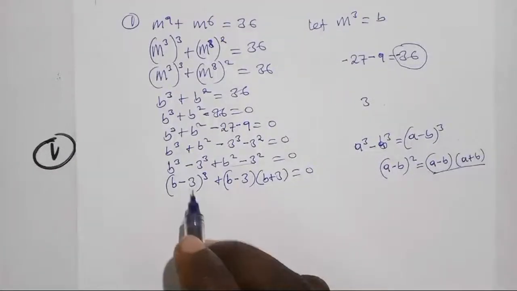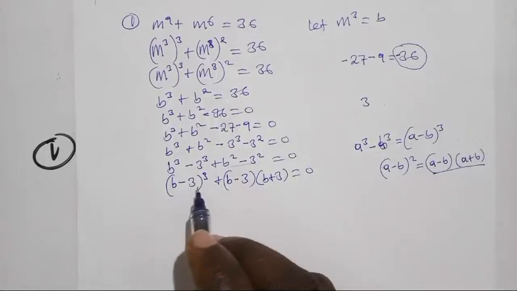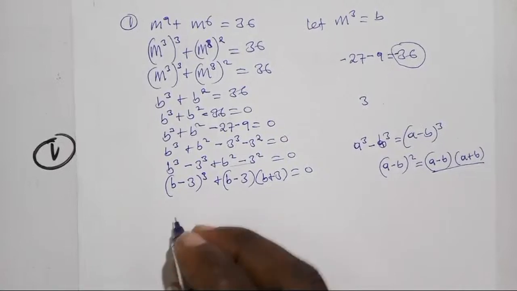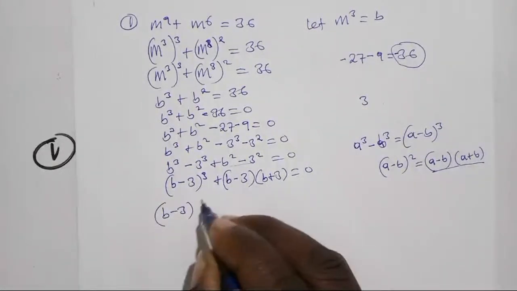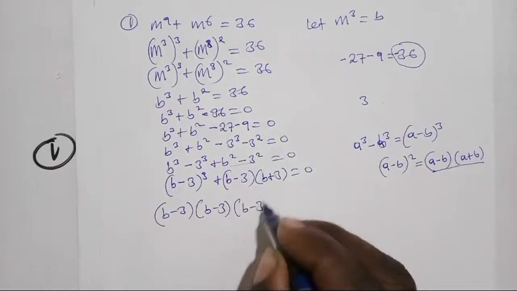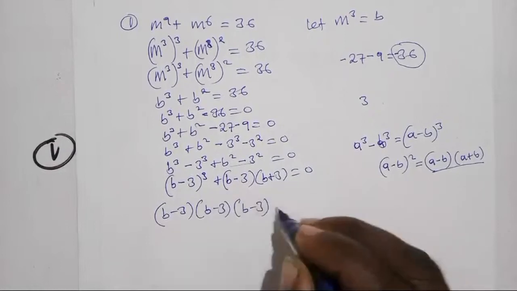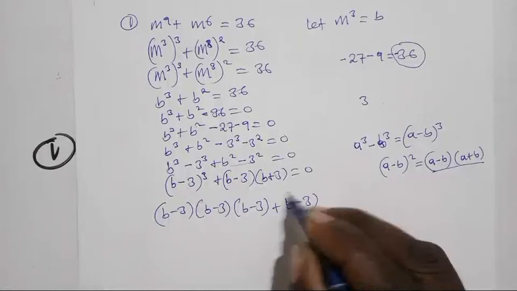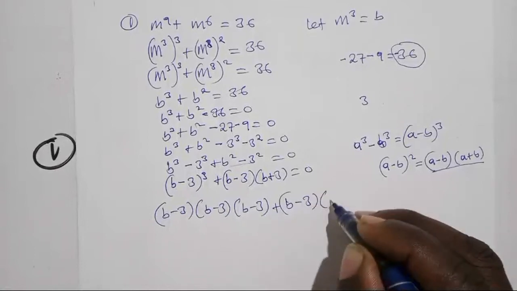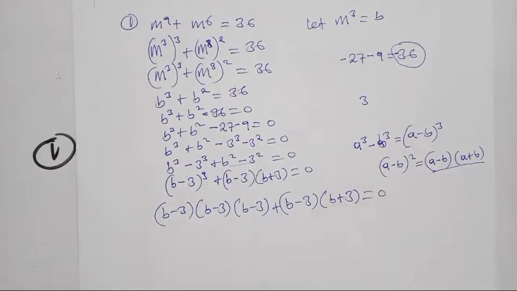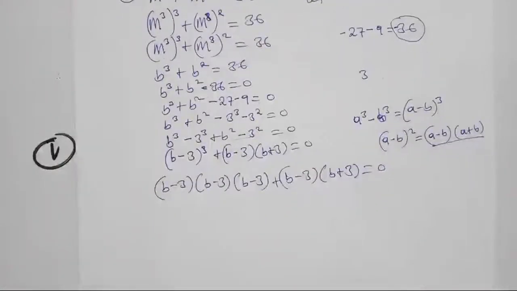Then here b minus 3 to the power 3, we can expand it. It will be b minus 3, the bracket b minus 3, b minus 3, then plus b minus 3 in the bracket, then open bracket b plus 3, which is equals to 0. I hope you're following me.